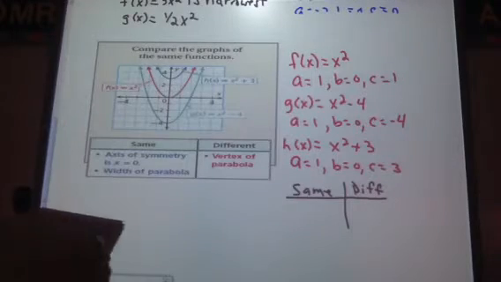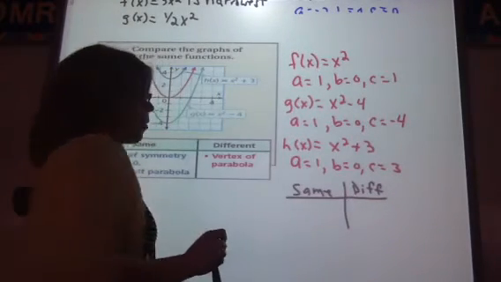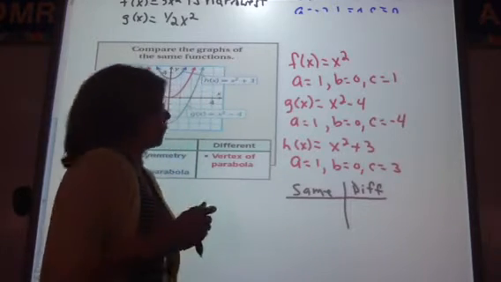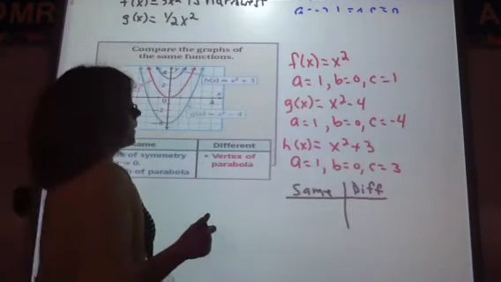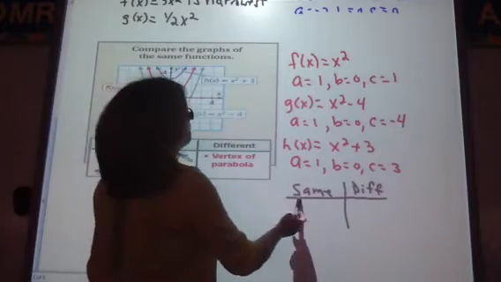Okay, so this is Unit 8, Section 4, Transforming the Quadratic Function, Part 2. All right, so we're working on this problem right here. We're going to compare what's the same.